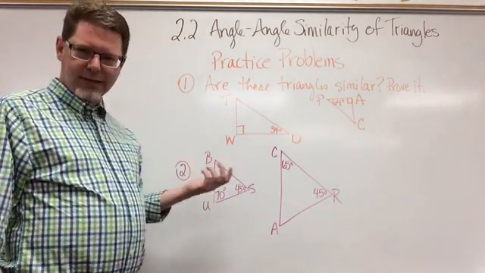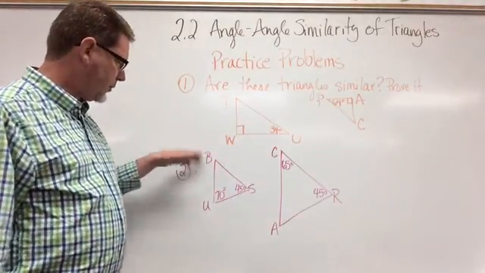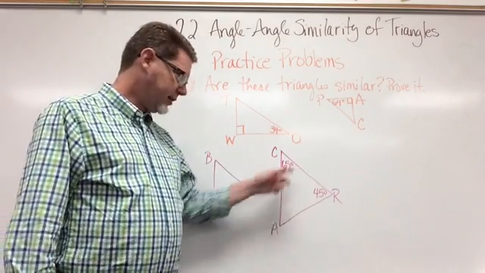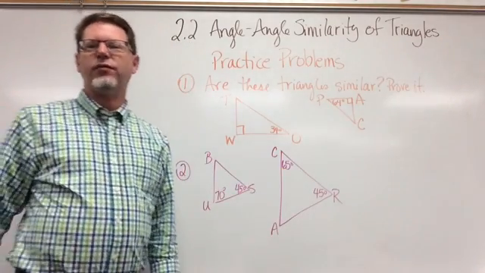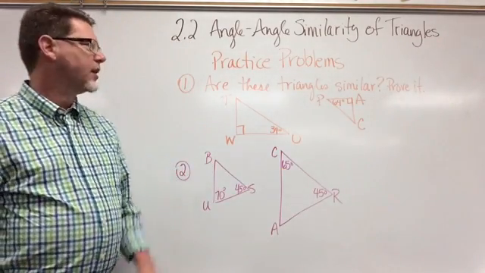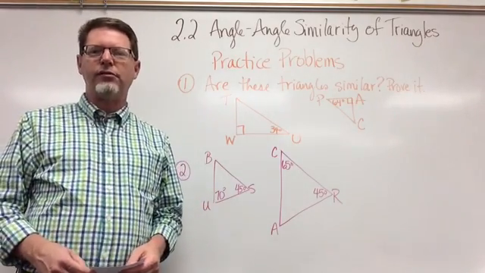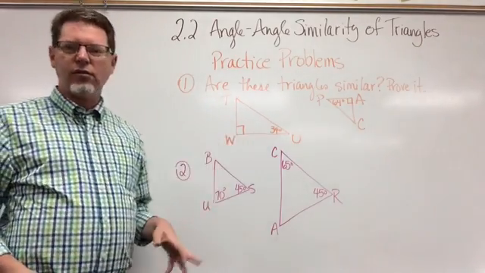Number two, same thing. Triangle BUS has two angles given. Triangle CAR has two angles given. You have to figure out if they're similar. It says prove it. That means figure out based on angle measures and give me a yes or no with your proof.